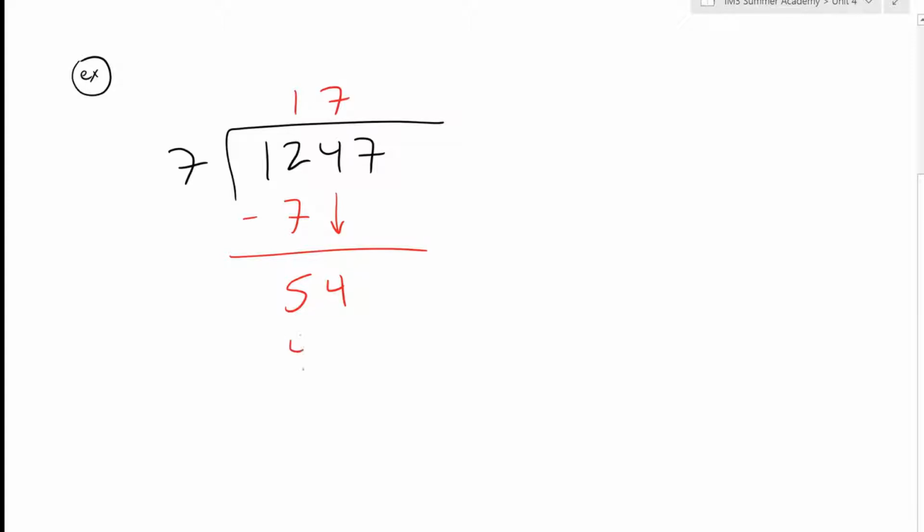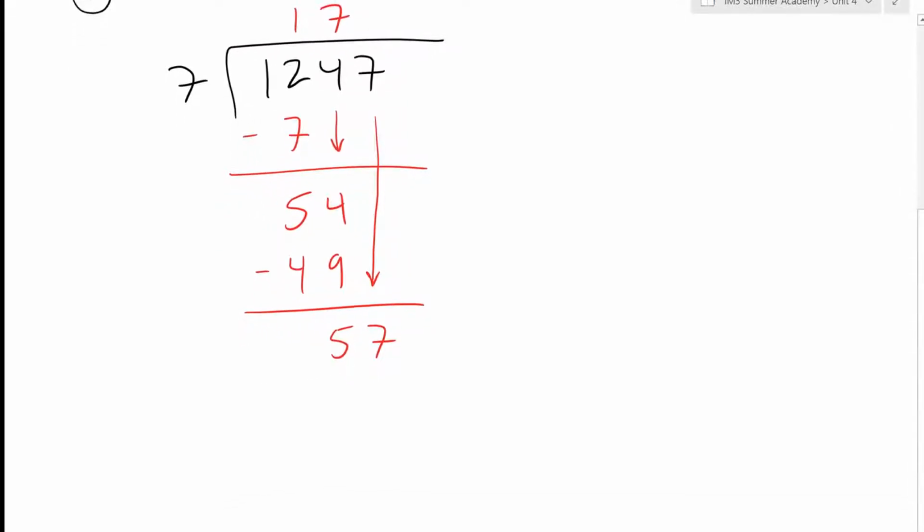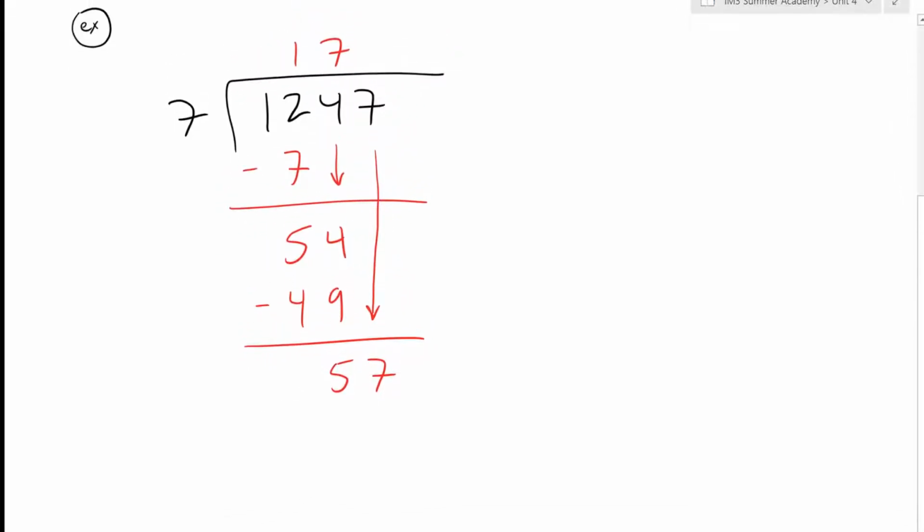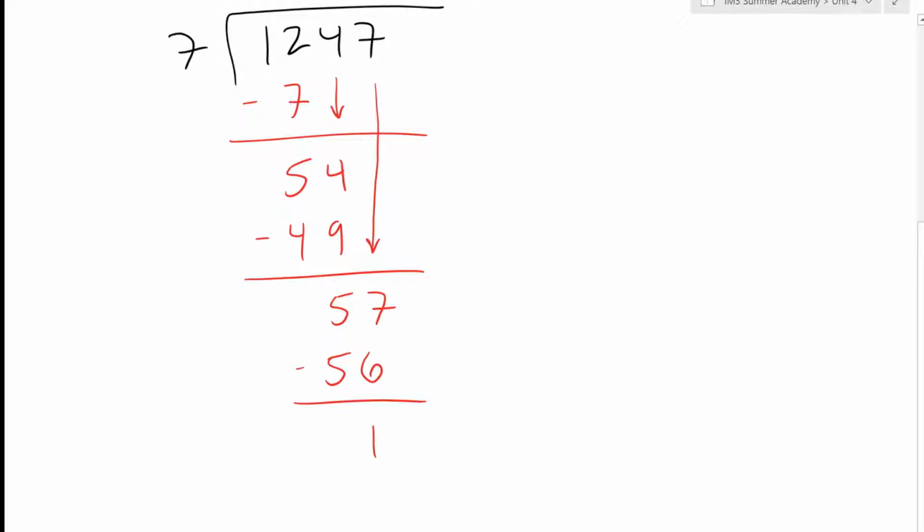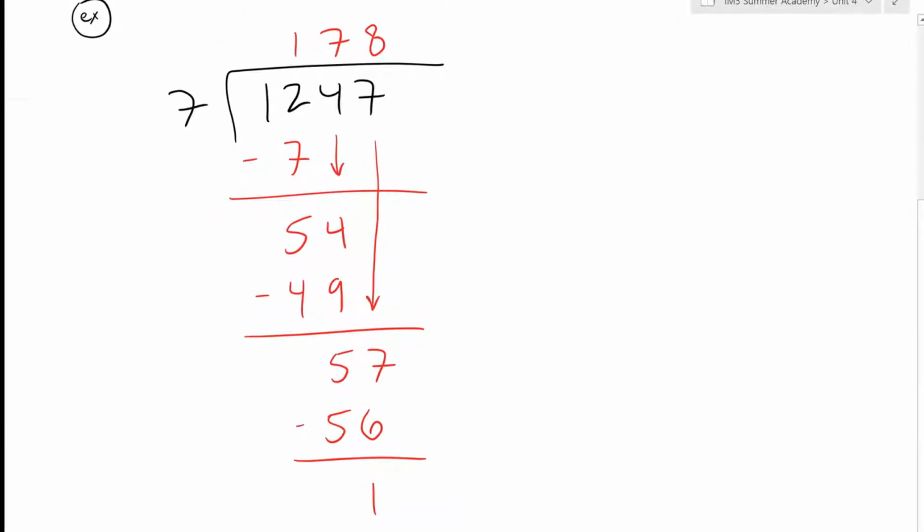7 times 7 is a 49. We subtract it out. We get left with a 5. We bring the next number down, which is 7. 7 goes into 57 8 times. 8 times 7 is a 56. That's 1 left. So if we were to write this number, this answer is 178, and then the remainder is 1 over 7.